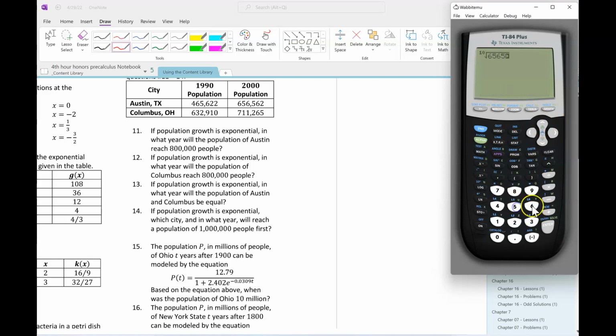So 656,562 divided by 465,622. Gonna store that as A for Austin.